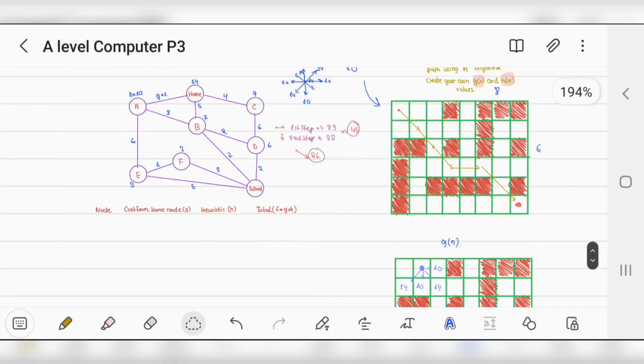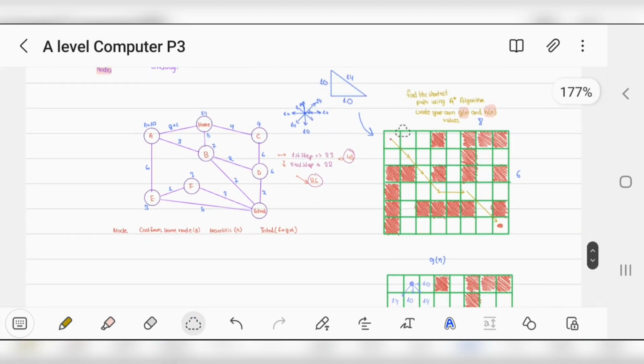Let me just show you a different example. Let me just show you. Okay, let me make another copy.